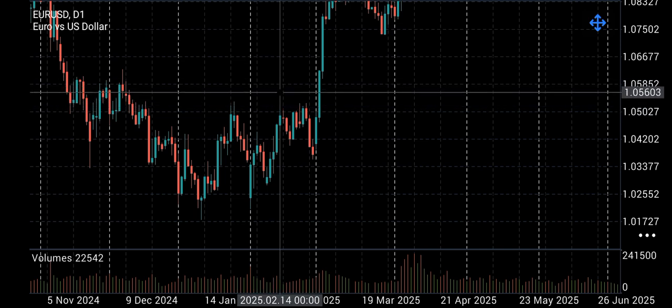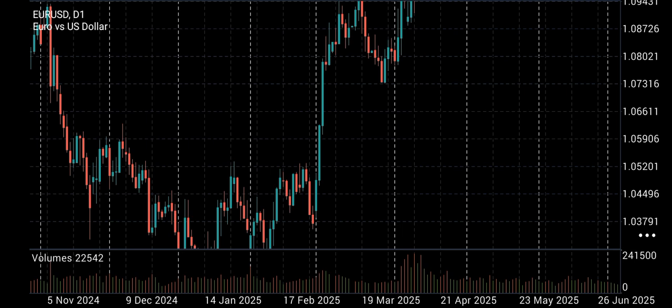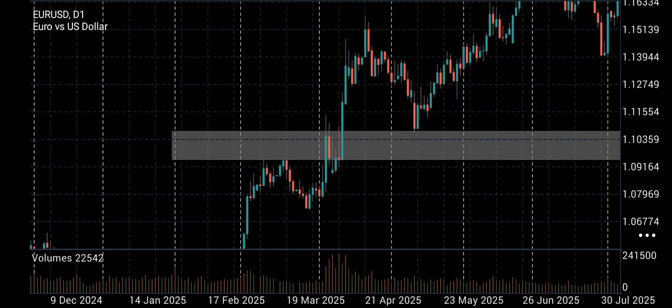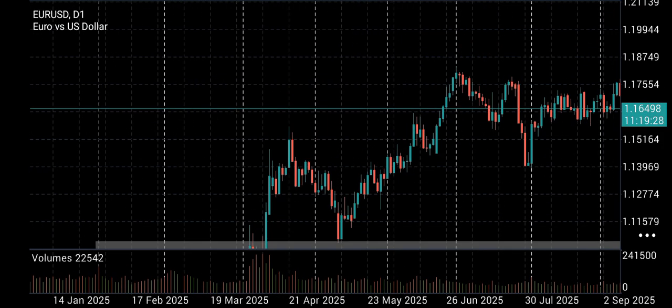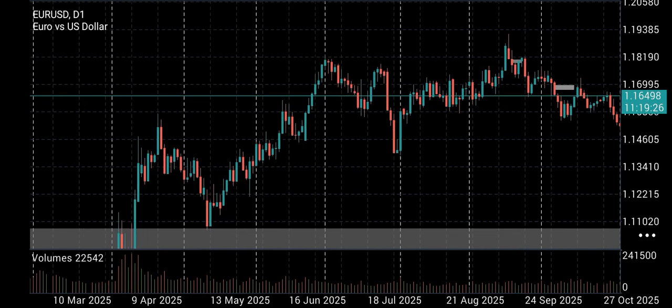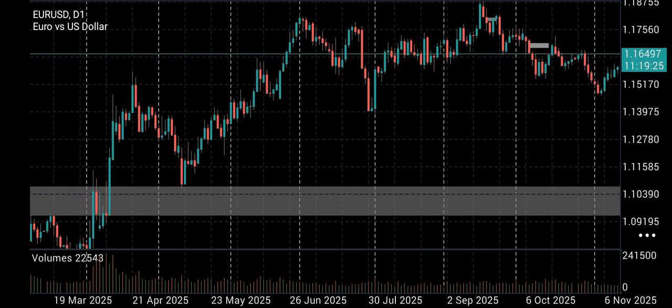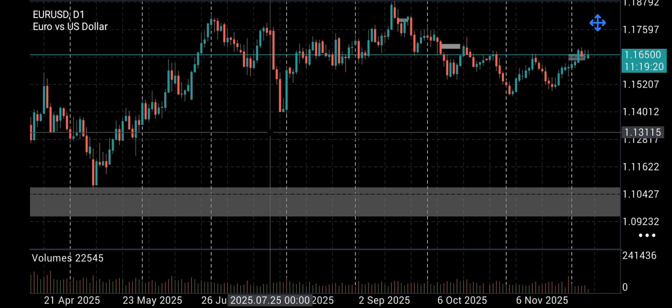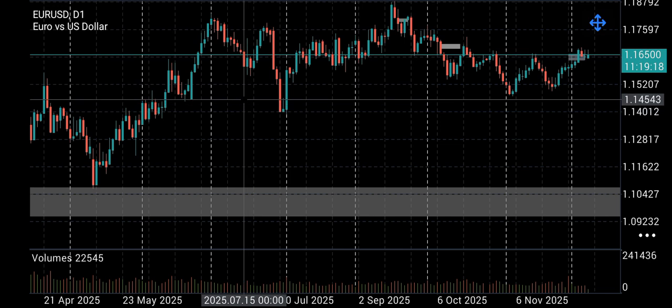Okay, and then if you go back, if you go up again, you see that the same pattern continued. Keep closing above the structure, keep closing above the structure. And right now, from what I'm seeing right here, the market is actually about to take a new direction.